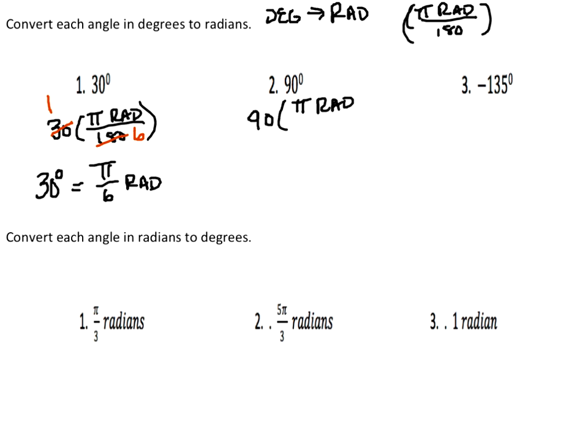90 times pi radians over 180. 90 goes into 90 once and into 180 twice. And so when we multiply through, we end up with pi over 2 radians. So that is, there we go, equal to 90 degrees.